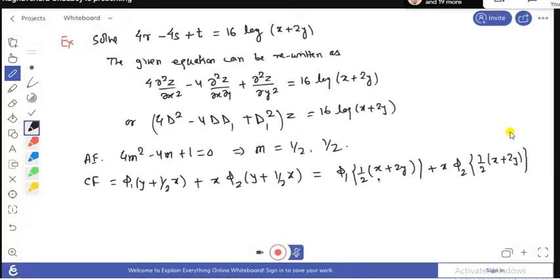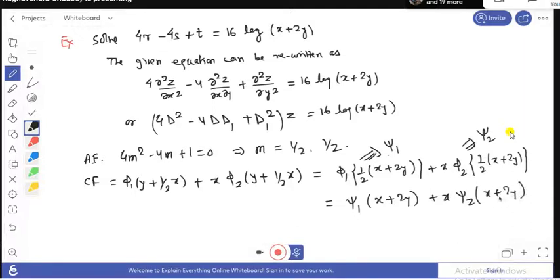Okay, and suppose this function is your psi 1, and this function is psi 2. Then your complementary solution is psi 1 of x plus 2y plus x psi 2 of x plus 2y, where psi 1 and psi 2 are arbitrary functions. Either you can stop at the earlier step, no problem. Here we are redefining phi 1 and phi 2 in this form, so that's why we can assign psi 1 and psi 2.